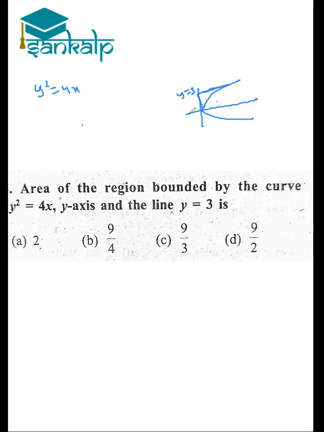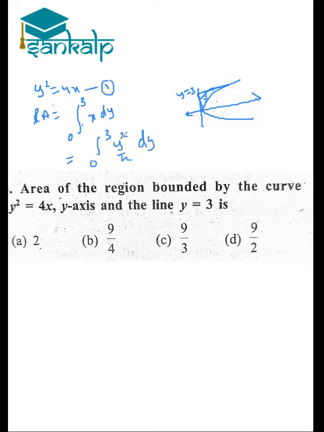Okay, so we need to calculate the area which is bounded by y square equal to 4x and y equal to 3. That is, we need to calculate this area. To calculate this area, we use the formula: required area is equal to the integral of x dy, with the y values changing from 0 to 3. From the equation, the value of x is nothing but y square by 4.